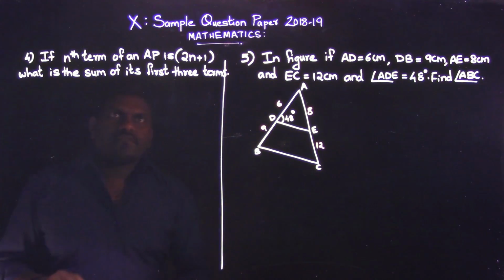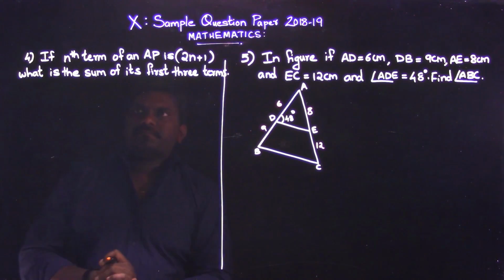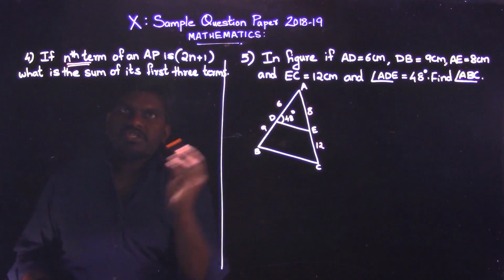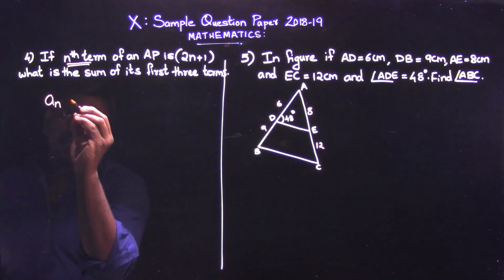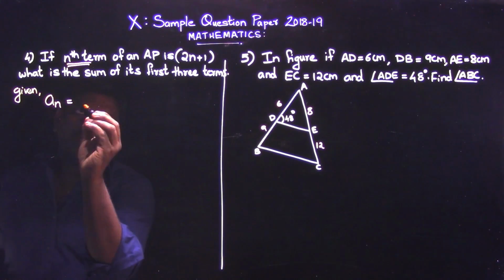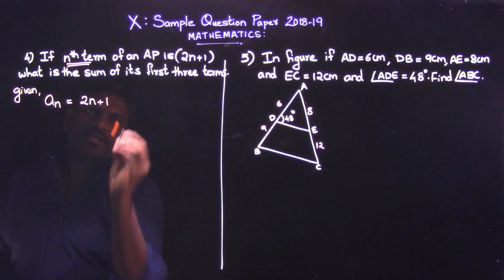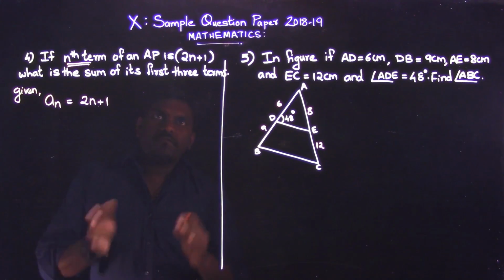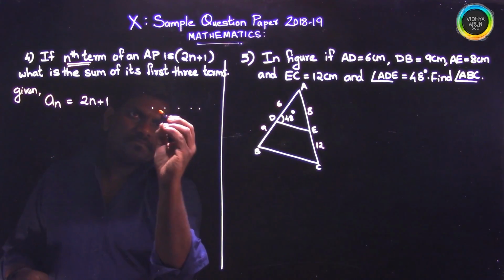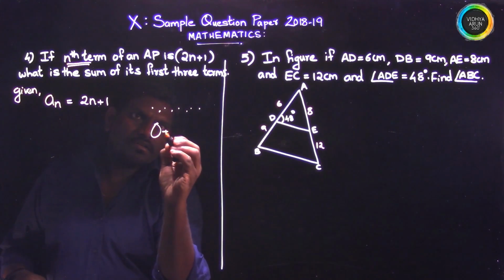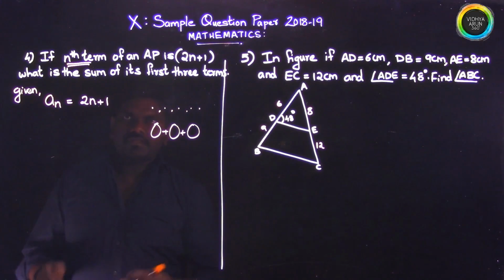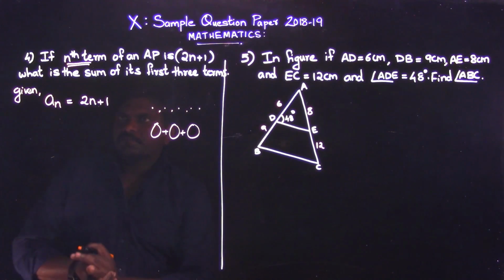Okay, move on to the fourth question. If the nth term of an AP is given, an is given as an equals 2n plus 1, what is the sum of the first three terms? That means in an AP there are different terms, right? So the first three terms, if you add them, that is what I'm asking. The sum of the first three terms.